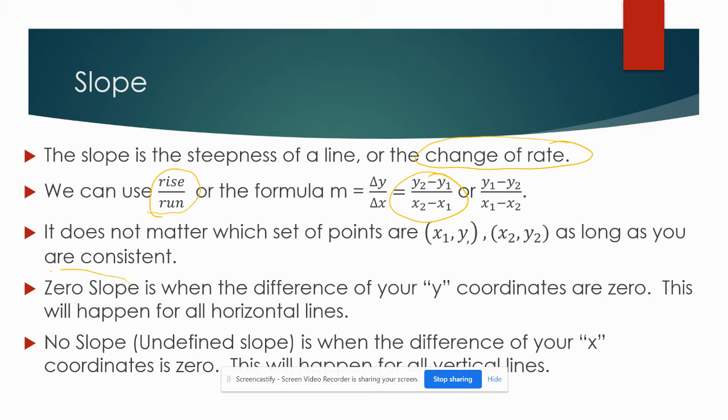Zero slope is when the difference in our y coordinates is 0. This happens for all horizontal lines, which have the equation y equals some value, or f of x is equal to some value. No slope, or undefined slope, is when the difference in your x coordinates is 0. This happens for all vertical lines, or when you have the equation x equals some number.